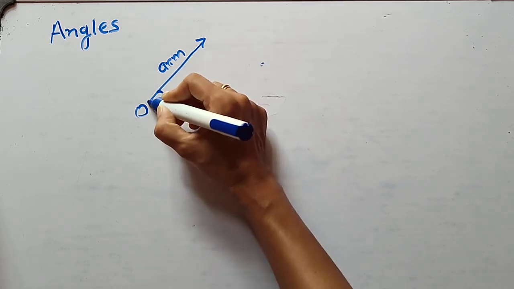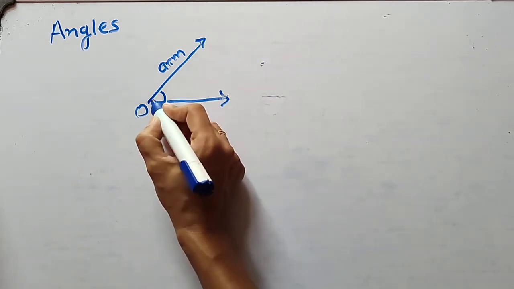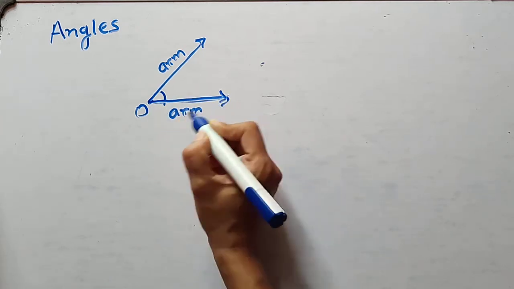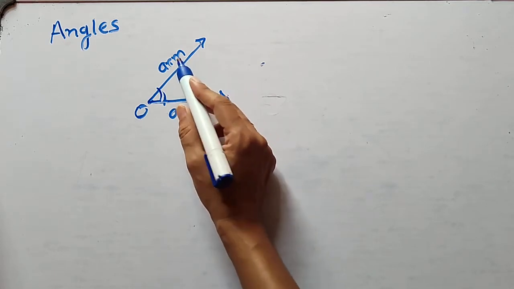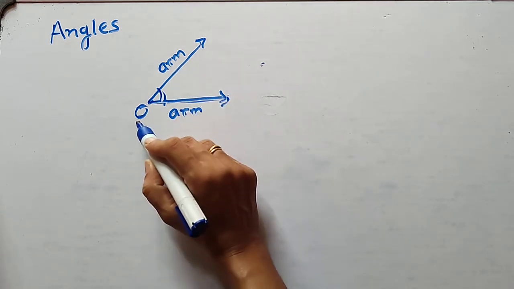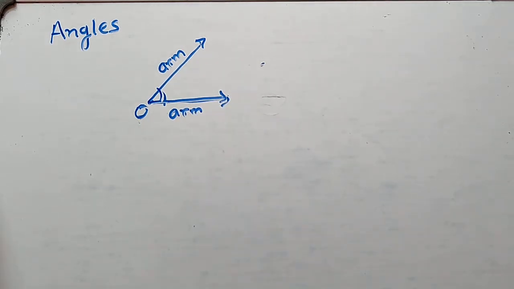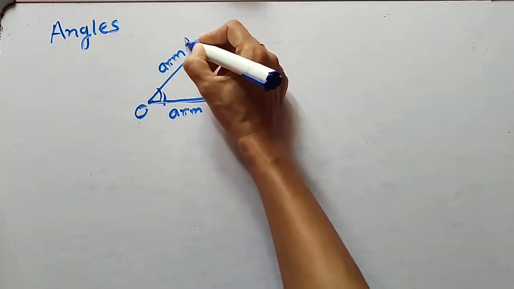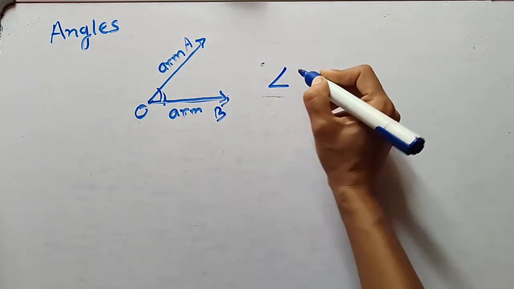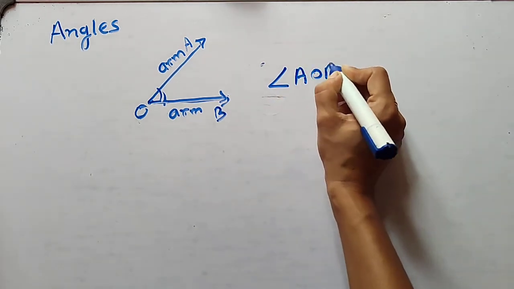Suppose these are rays. This ray starts from this point and this ray starts from this point. So here we get an angle. These are the two arms or sides of the angle, and this is point O. How do we write the name of this angle? Angle AOB. This is the sign for angle AOB.